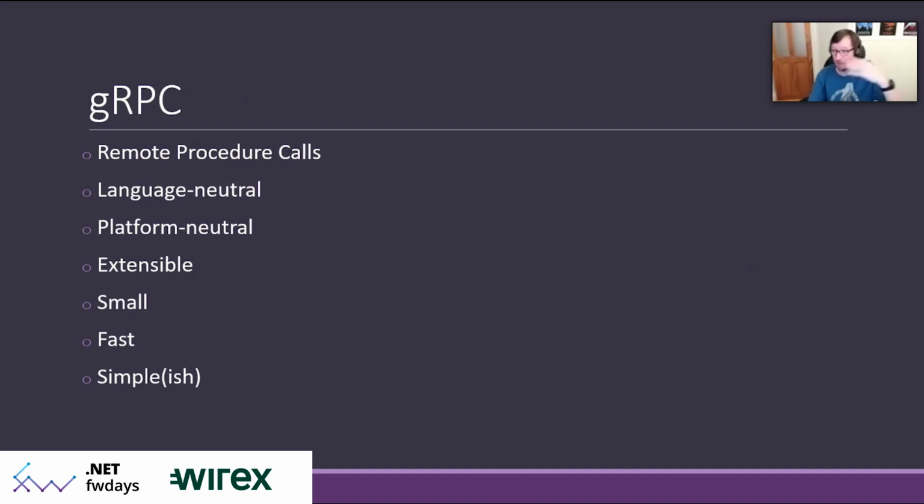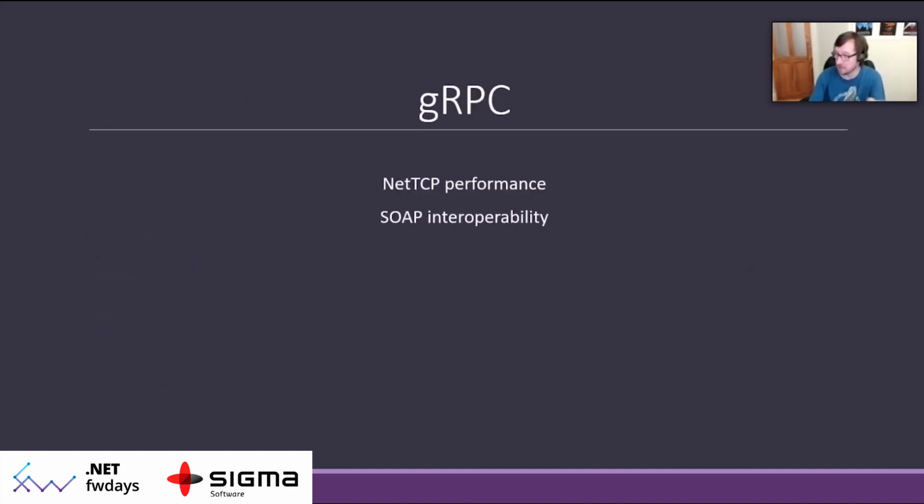gRPC just builds remote procedure calls on top of protobuf, and that means gRPC runs over HTTP2, and it's cross-platform. So the binary format of protobuf means that you get NetTCP style performance, and they are very, very close. NetTCP may be slightly faster under some circumstances. gRPC is pretty much as fast and uses a lot less memory.